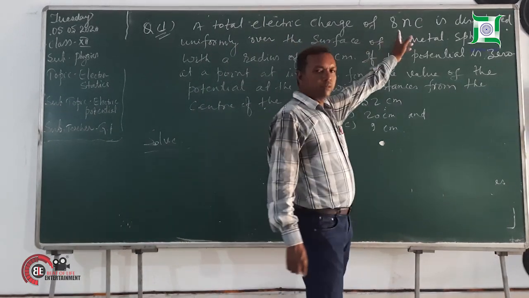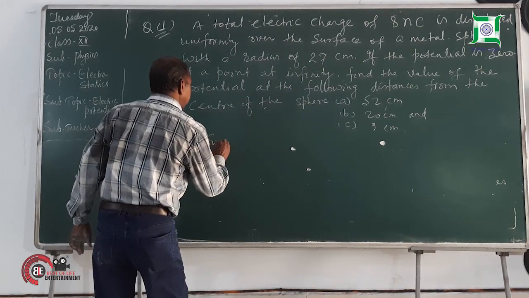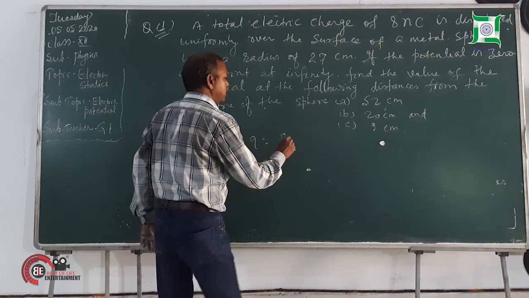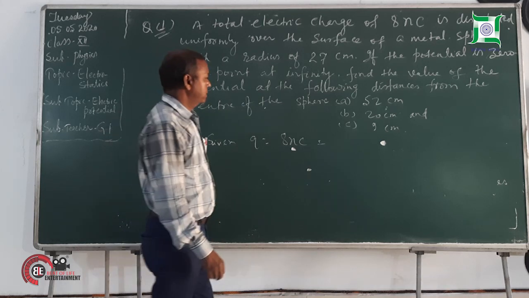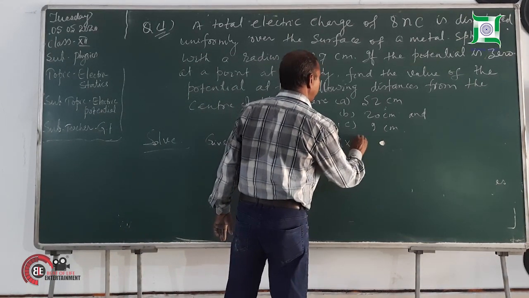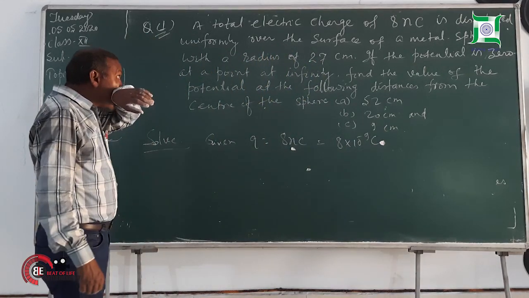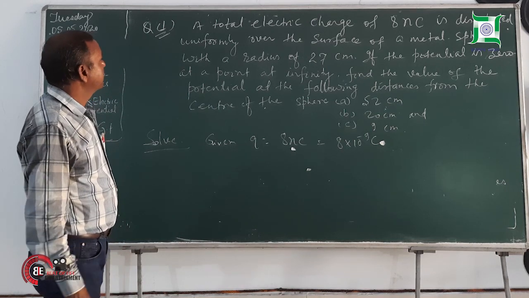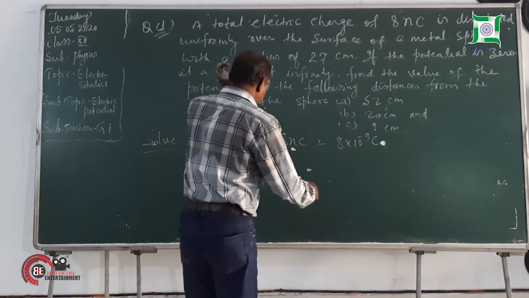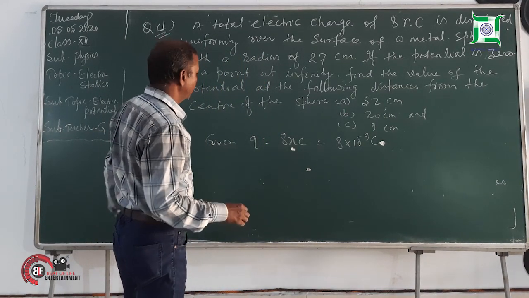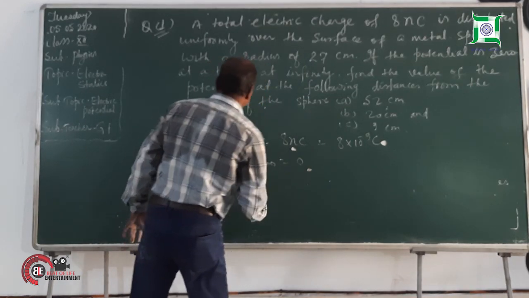Here the amount of charge is given, 8 nC. Q is equal to 8 nC. We convert this into coulomb: 8 into 10 to the power minus 9 coulomb. And potential is zero at a point at infinity, V infinity is zero.